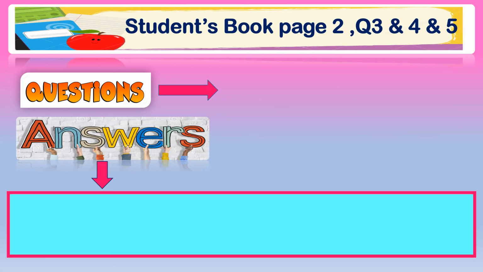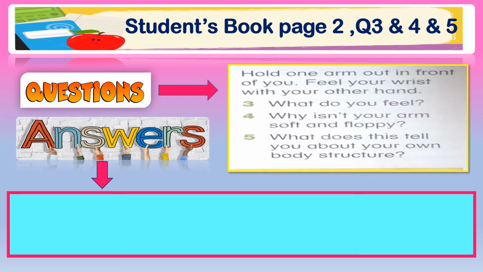On your student book, page number 2, answer question 3, 4, and 5. So you're going to write your answer on your notebook. What you're going to do? Hold first one arm out in front of you. Feel your wrist with your other hand. And then write for number 3, what do you feel? Number 4, why is your arm not soft and fluffy? And for number 5, what does this tell you about your own body structure?